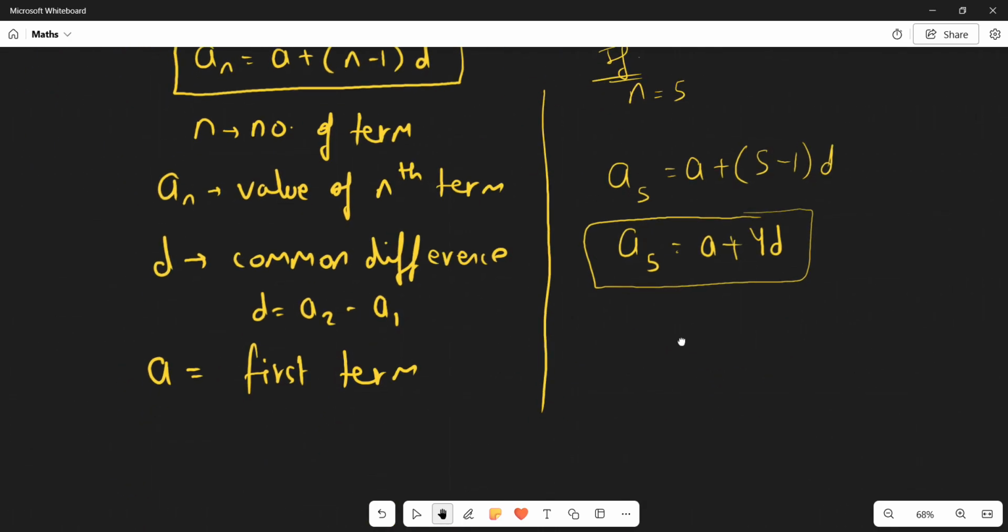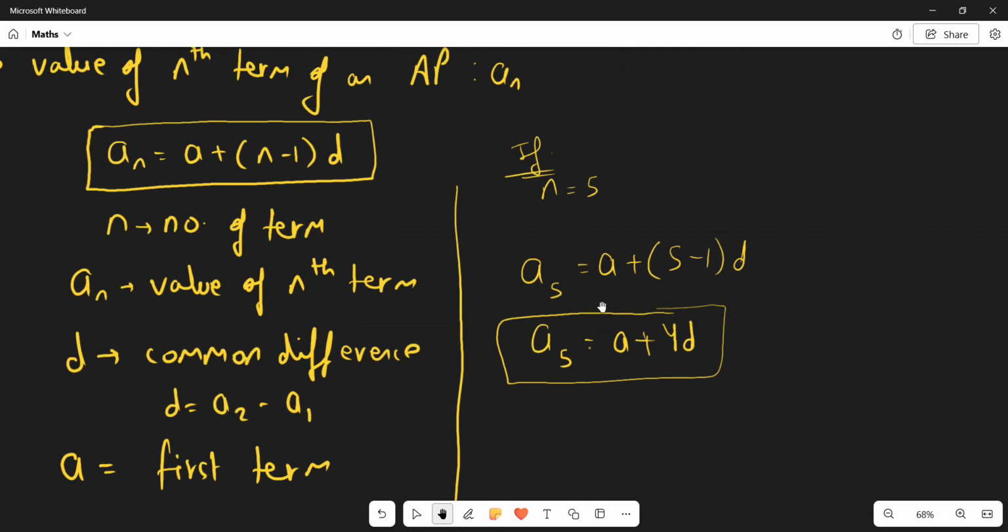a5 equals a plus 4d. What have I done? I have just used the formula of an. And what is that formula of an? It's an equals a plus (n minus 1) multiplied by d. So I have just substituted the value of n equals 5. So I have placed 5 over here, and 5 minus 1 gives me 4. The rest everything has remained as it is. So the value of the fifth term can be calculated as a5 equals a plus 4d.